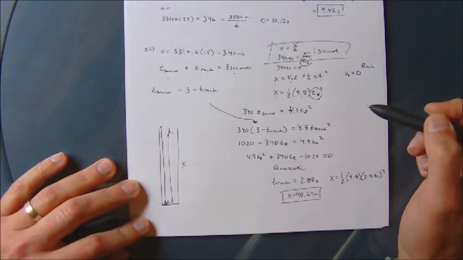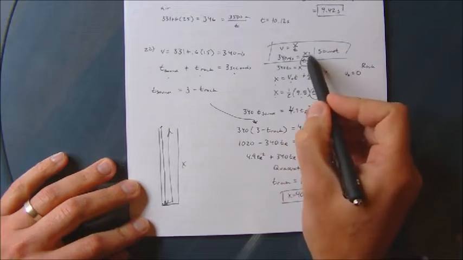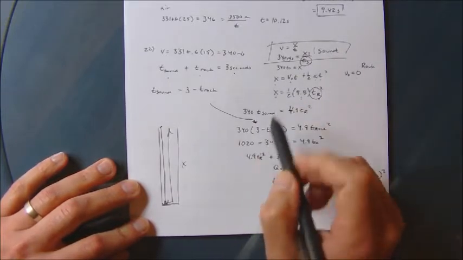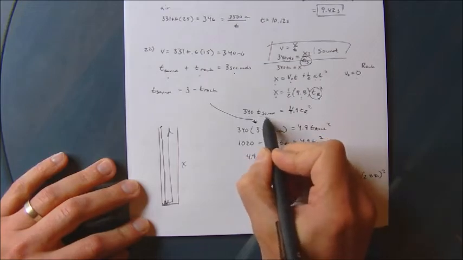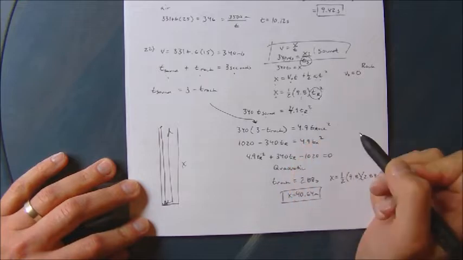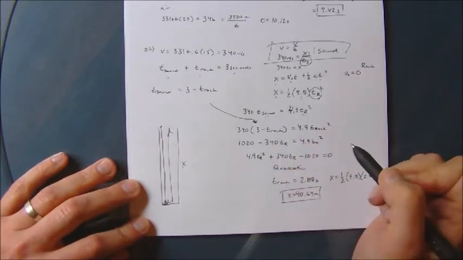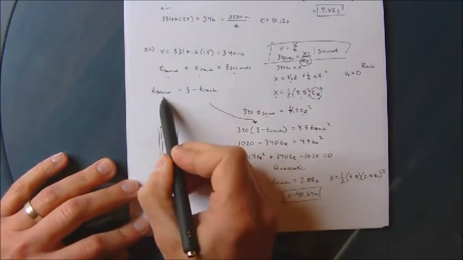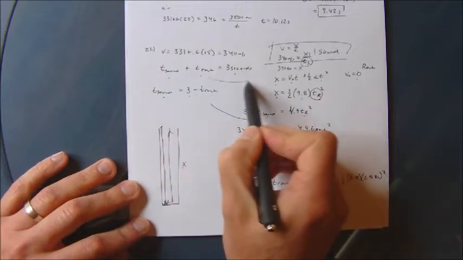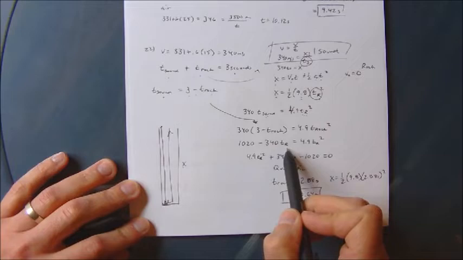At this point, I started setting things equal to each other. I solved this equation for x, and I knew this equation was already equal to x. So I said that 340 times the time for sound equals 4.9 times the time for the rock squared. Then I have two unknowns. I have time for sound and time for rock. I can't have that. So I'm going to replace time for sound with 3 minus time for the rock. What I did is I just moved that over there. I distribute the 340 through. I get this.